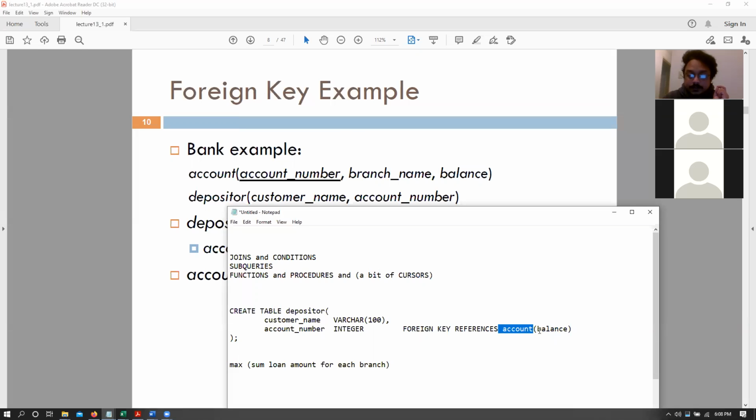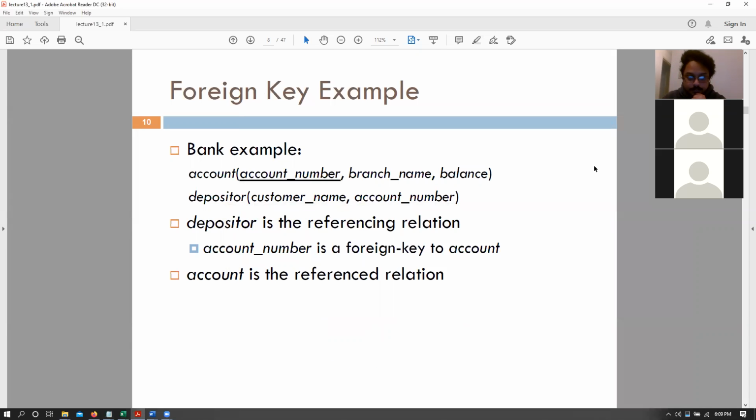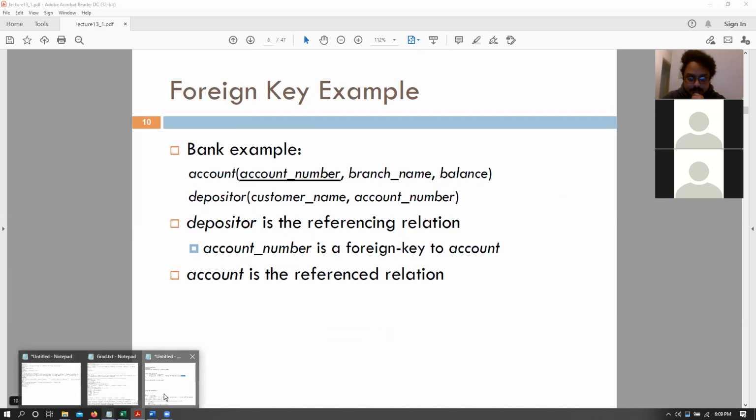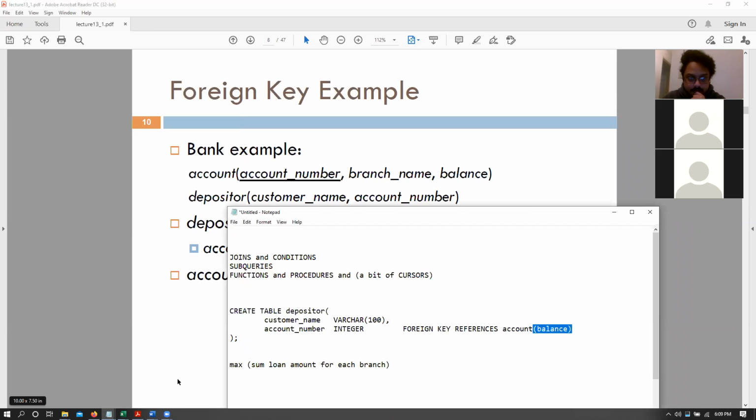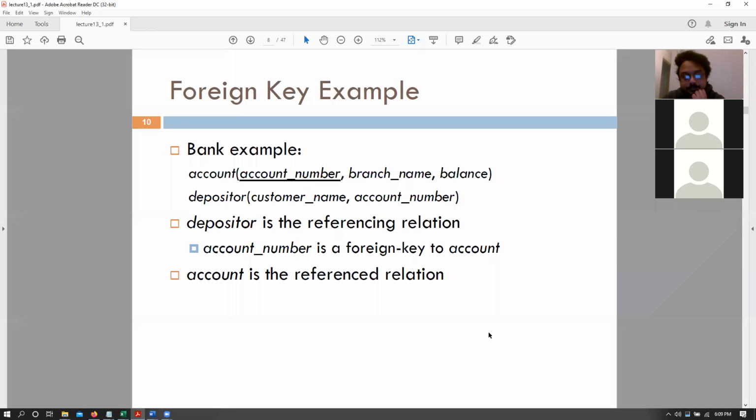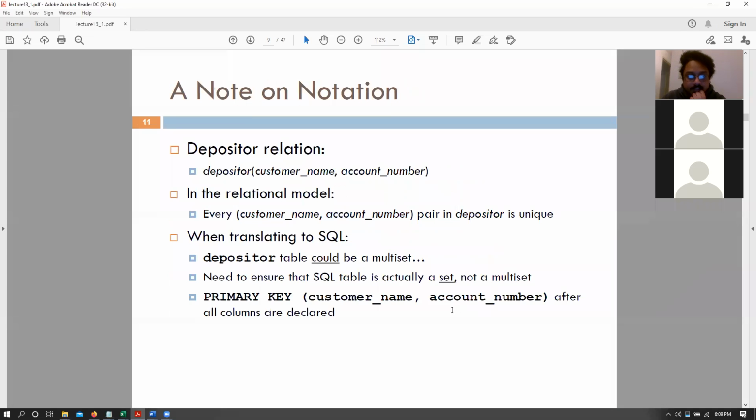If we want our foreign key to reference a particular attribute, we would have to specify the attribute within parentheses. Does that make sense, Cameron? And we can actually reference other attributes as well. Okay. Guys, does that make sense? Okie dokie. Okay, let's see what else.